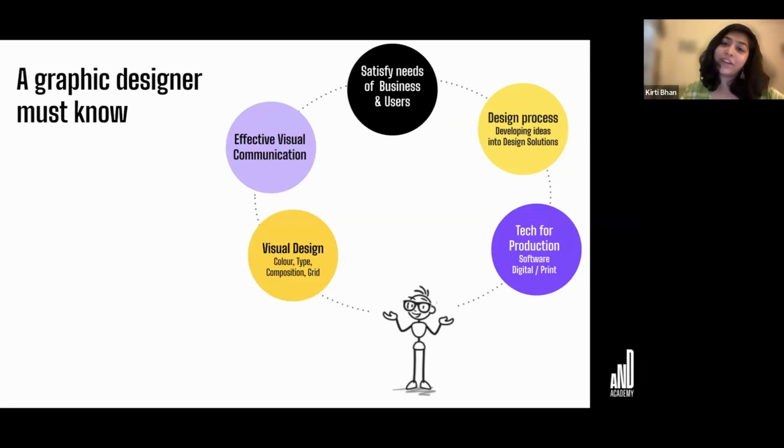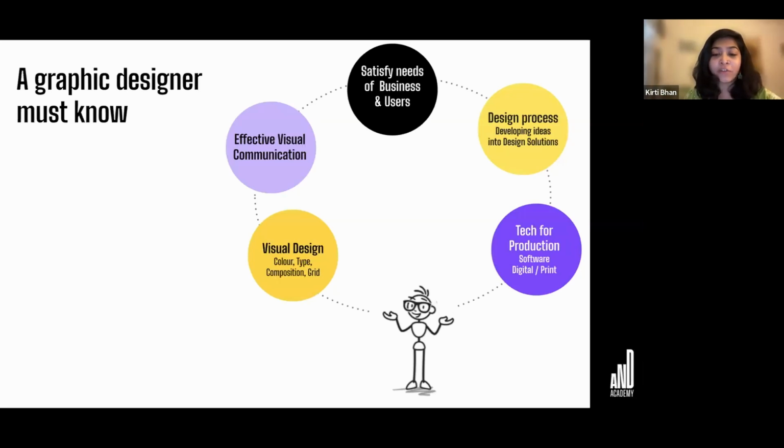Moving from here, when we are understanding the businesses and users, we are also thinking about effective visual communication. We are also having an understanding of visual design systems. But everything is possible when we go through a nice, solid and structured design process, which is developing ideas into design solutions. So a good design doesn't happen just by accident.